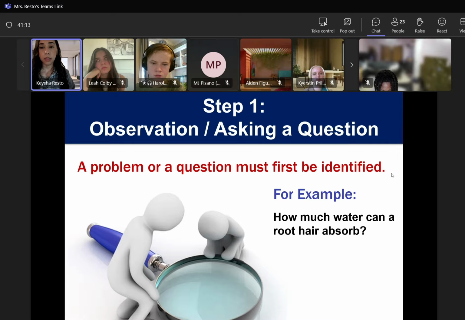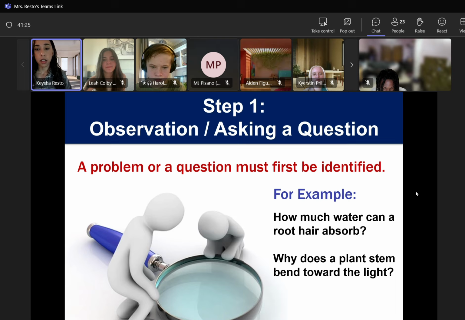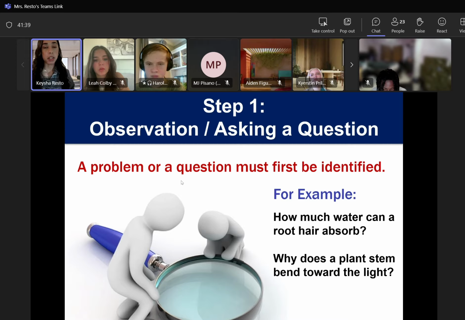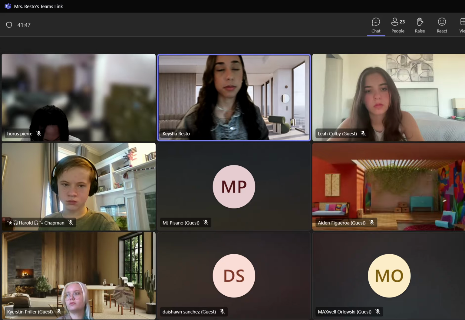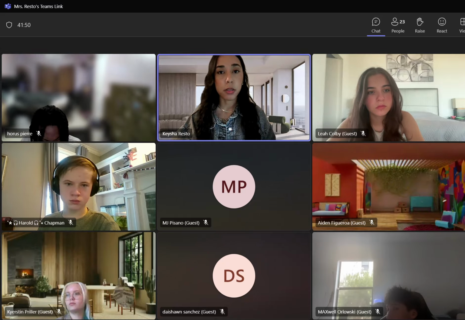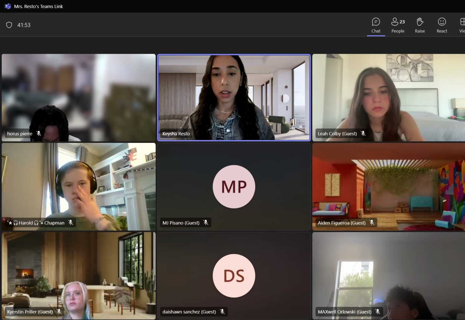Okay, so for example, a question can be how much water can root hair absorb? And why does a plant stem bend toward the light? And I'm going to ask you to add in the chat a good question based on an observation. So look around where you are right now, make an observation, and come up with a question based on that observation. And stop sharing here. In the chat, you're going to write a question based on an observation.